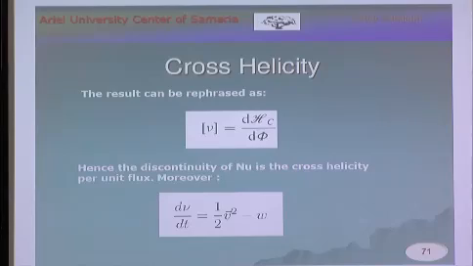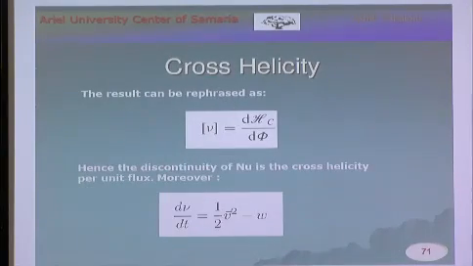Now, again, you can rephrase and say that the discontinuity of nu is the density of cross helicity per unit flux. But now there is a twist to it, because remember that nu is one of our variational variables, and zeta is just an auxiliary function. And we have an equation for it. We got a variational equation for nu, which says that the material derivative of nu is half v squared minus the enthalpy, the specific enthalpy.